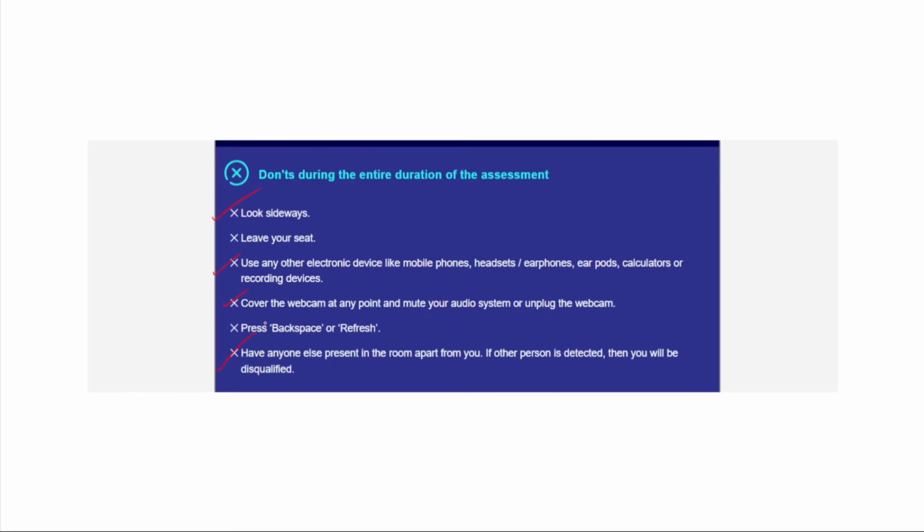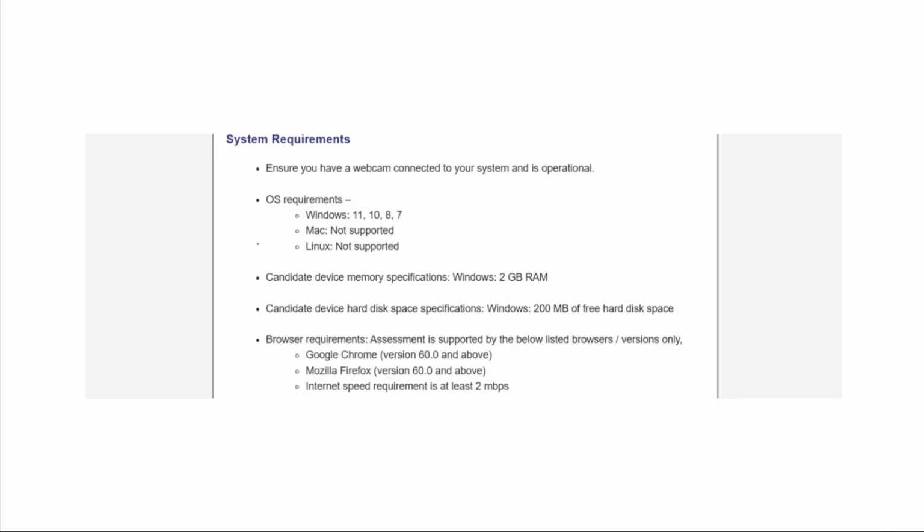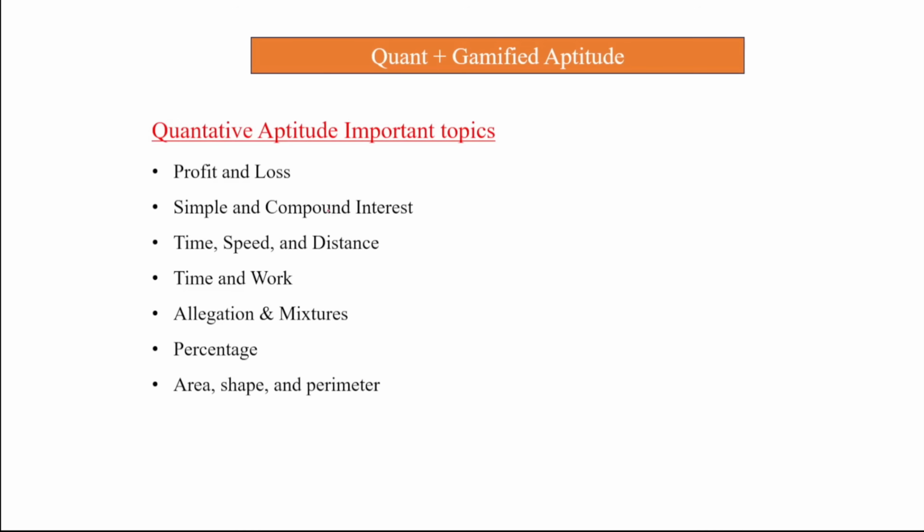Next, we will see the system requirements. For this exam, only Windows operating systems are allowed. Mac or Linux systems are not allowed. Also, you should have 2 GB of RAM and an updated version of Chrome or Firefox. So these are the system requirements for this exam. The name of round 2 is Quantitative Ability plus Gamified Aptitude.